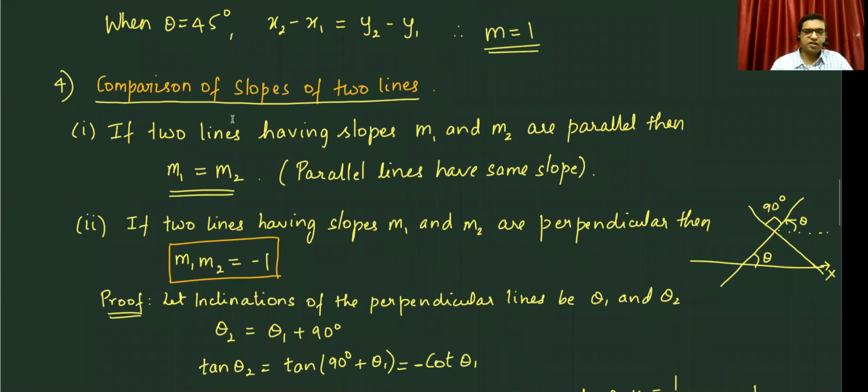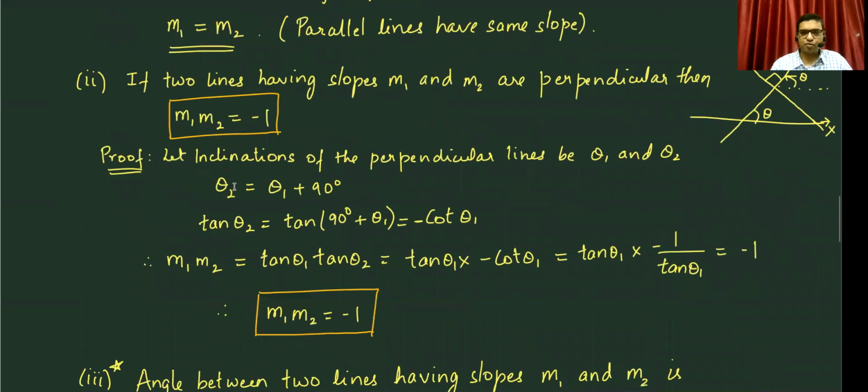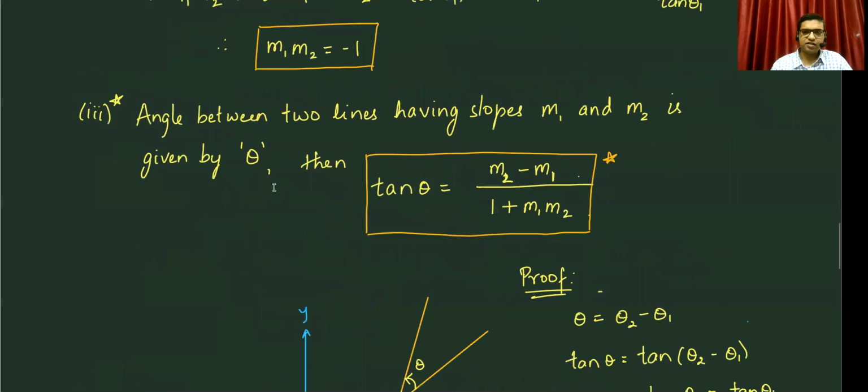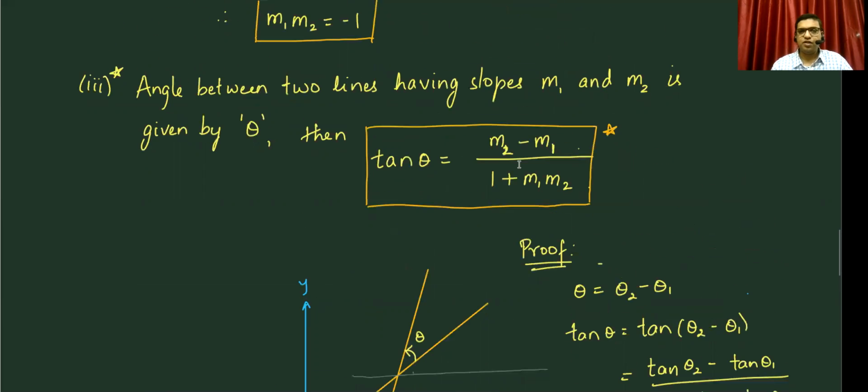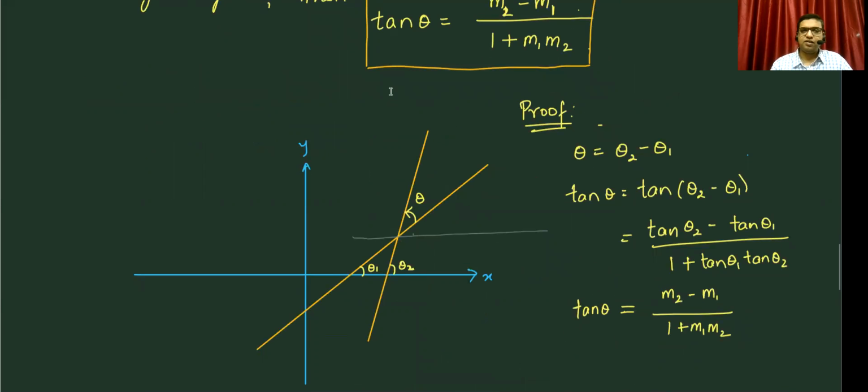And comparison of slopes of two lines. If two lines are parallel, the slopes will be equal. If two lines are perpendicular, the product of slopes will be -1. So these are the things we discussed. And finally, the angle between the lines having slopes m1 and m2 is given by theta. Then tan theta is m1 minus m2 by 1 plus m1 m2, or m2 minus m1 by 1 plus m1 m2. There are two angles.